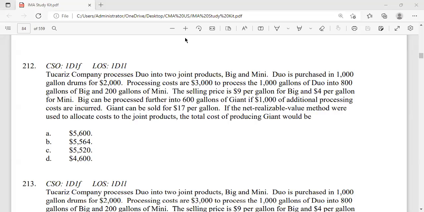Today I'll be taking a few questions from section D of CMA part 1, and to be more specific, we'll be doing cost allocation of the joint products. How are we going to do that? We'll be actually solving a few questions in here, and I'll be trying to explain how it is done.